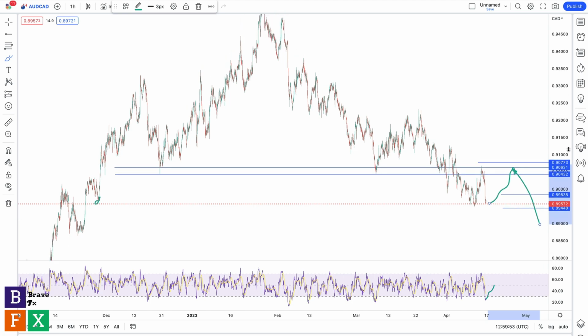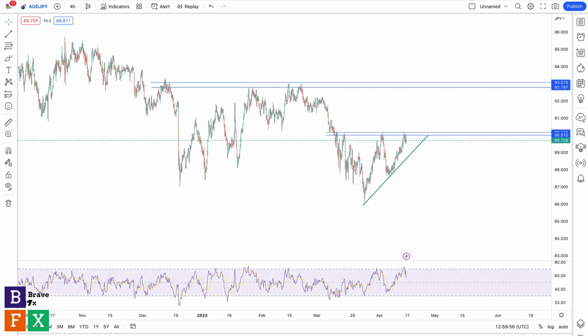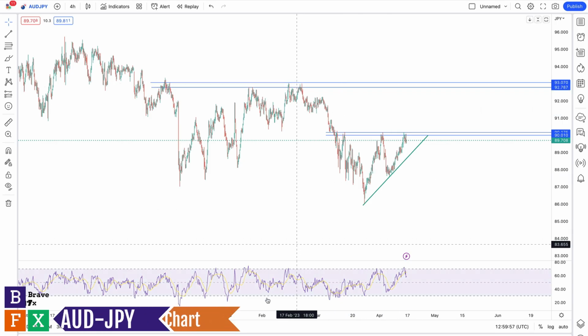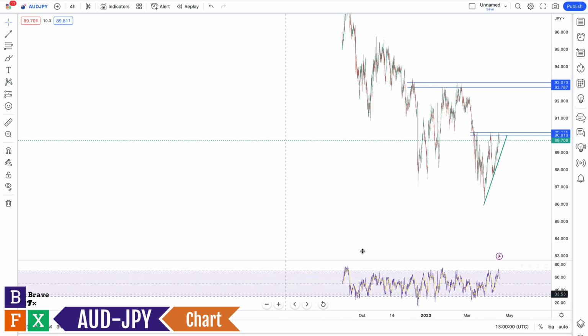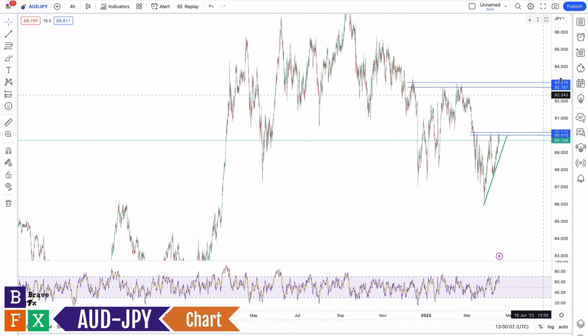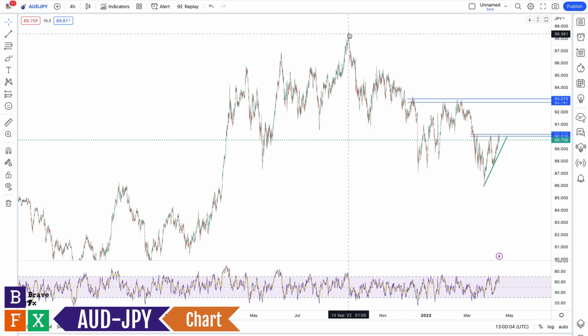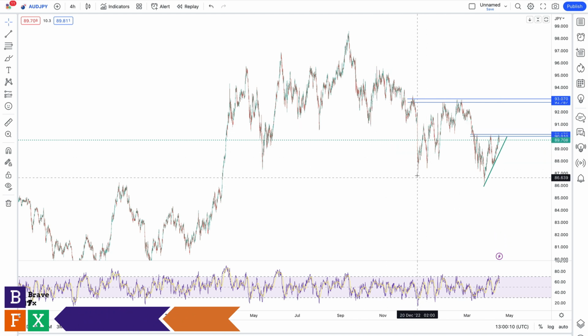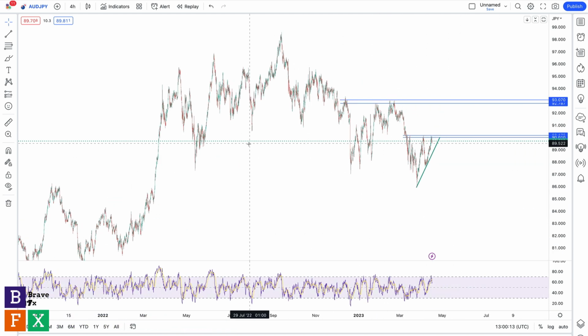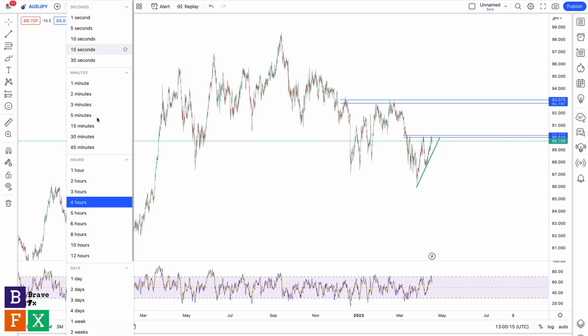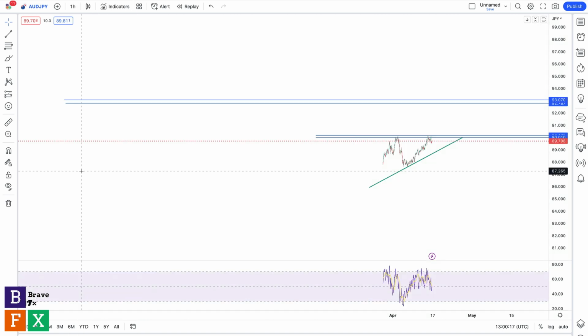Moving on, we're going to talk about AUD-JPY real quick. So AUD-JPY in a downtrend, just like we just saw on AUD-CAD, price making a series of lower highs. So 1, 2, 3, 4. So 4 lower highs, and currently making some lower lows as well. So moving on to the lower time frame. So this is the 4-hour chart. Moving on to the lower time frame, the 1-hour time frame.